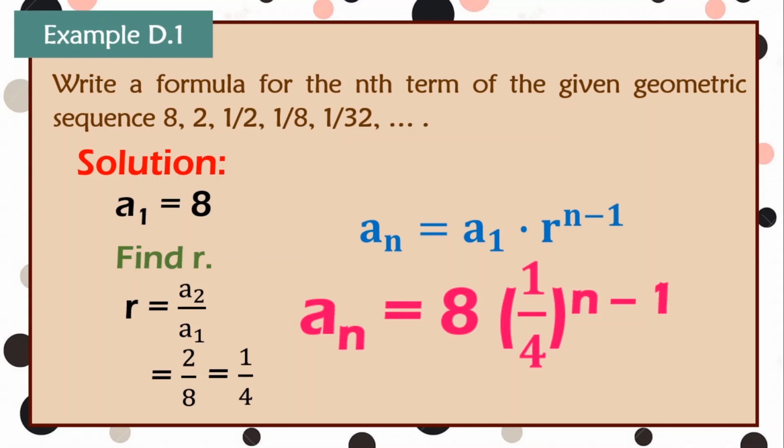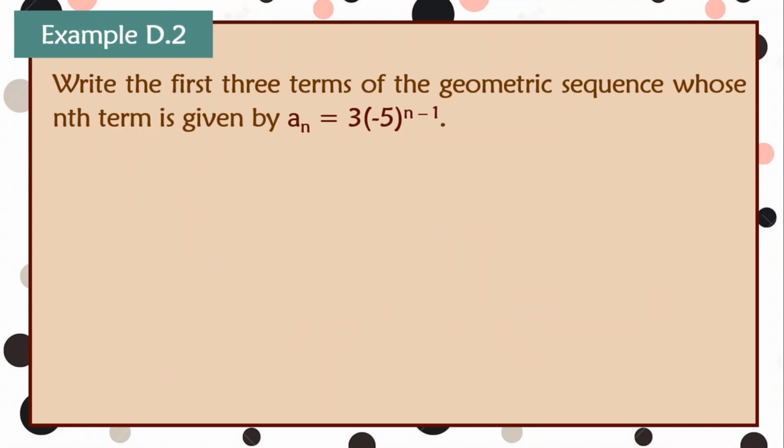Now, let's have the second example. Write the first three terms of the geometric sequence whose nth term is given by a sub n is equal to 3 times negative 5 raised to n minus 1. As you can see, with this example, the formula for the nth term of the geometric sequence is given. Now, we need to find the first three terms.